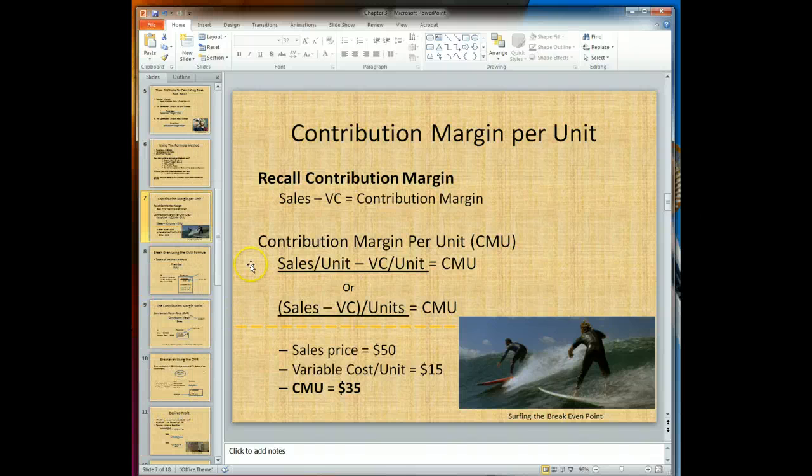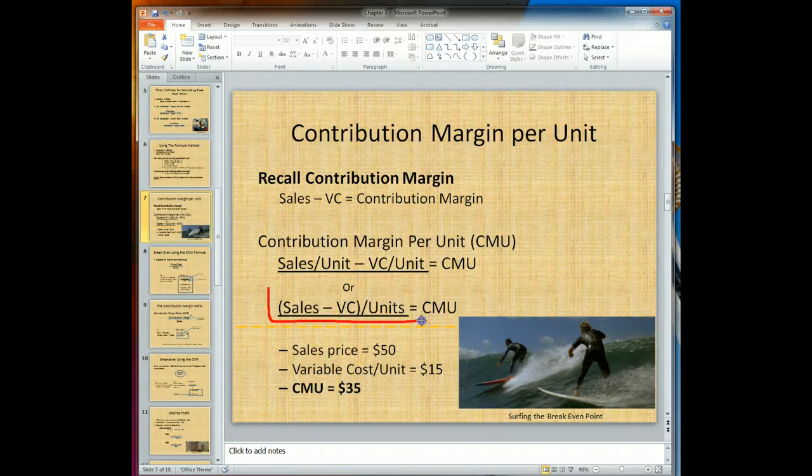Okay. Now we have this concept called contribution margin per unit. Easy concept. You take sales per unit minus variable cost per unit. So if sales per unit are $50, variable cost per unit are $25, your contribution margin per unit would be $25. So far, so good.